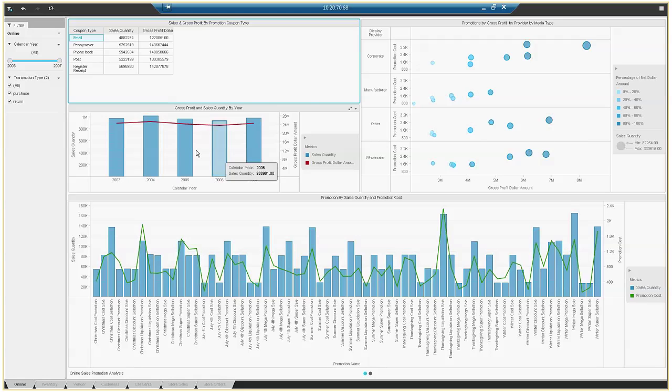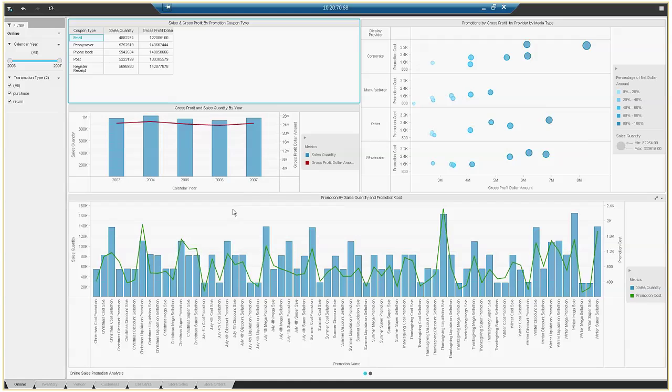The other visual that we have here is a combination chart. We can look at our sales over time, in this case broken out by year, sales quantity, as well as the gross profit dollar amount. So we see there that it's been pretty flat, so we have some work to do in our sales as it relates to improving it. We did have a little bit of improvement from 2006 to 2007.